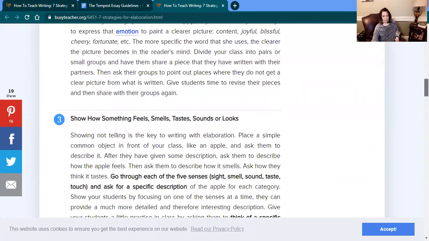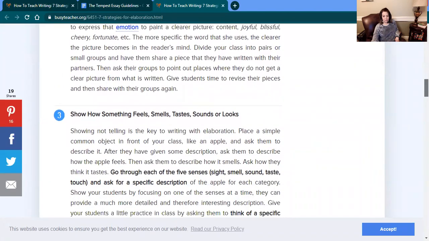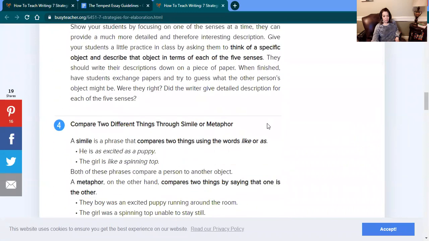Show how something feels, smells, tastes, sounds, or looks. Compare two different things through simile or metaphor. So that's what I was talking about. You can compare something to philosophy or psychology or politics.